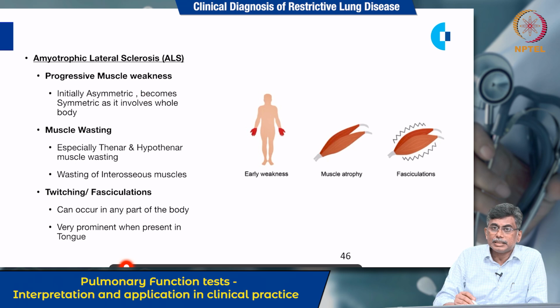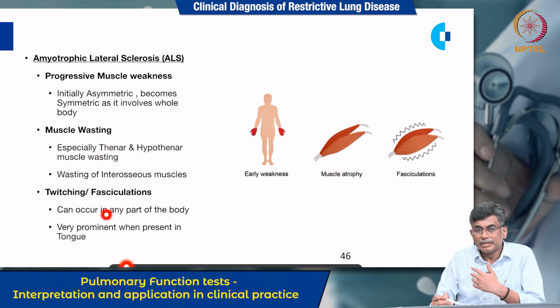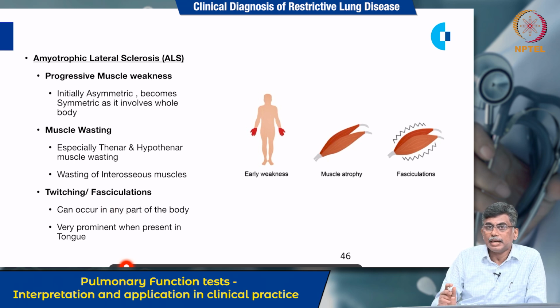In addition to weakness, there is muscle wasting. Usually muscle wasting is slightly out of proportion to the weakness. Wasting is quite gross. There are also fasciculations. This helps us to say it is likely ALS.